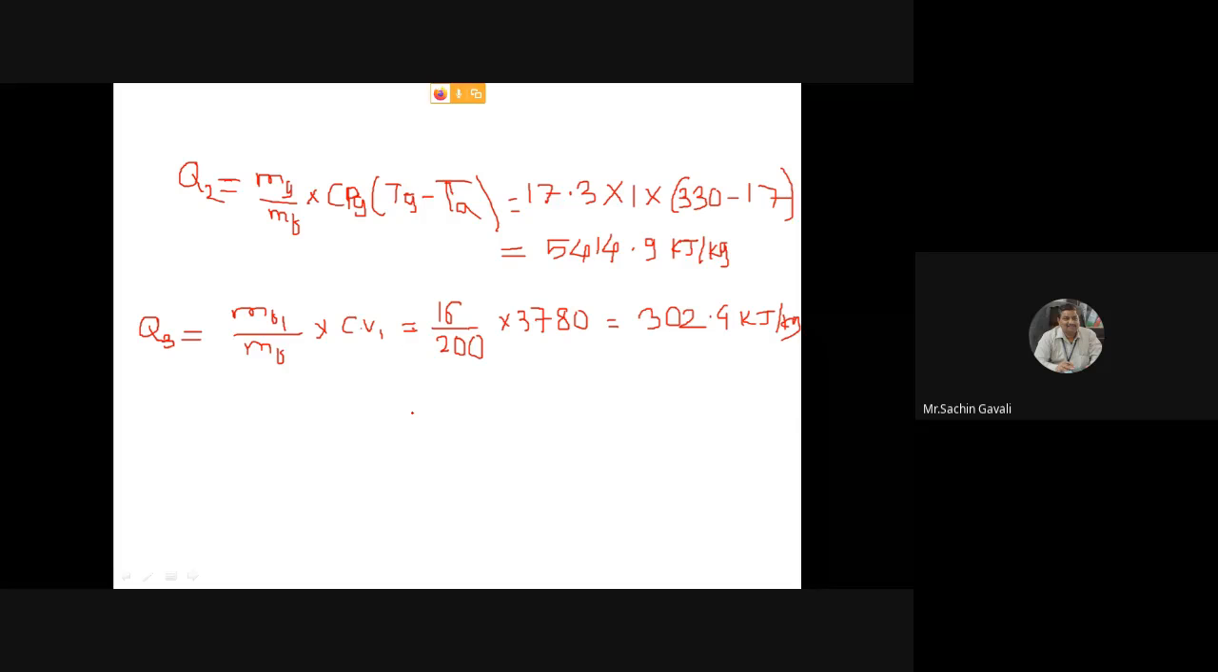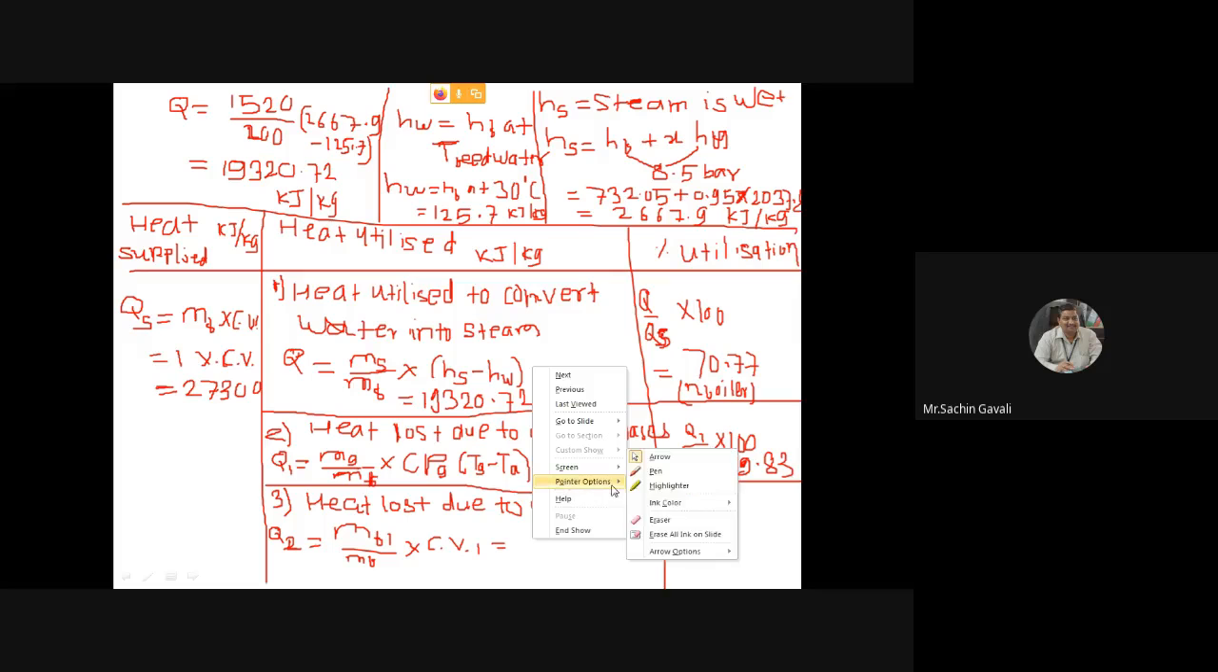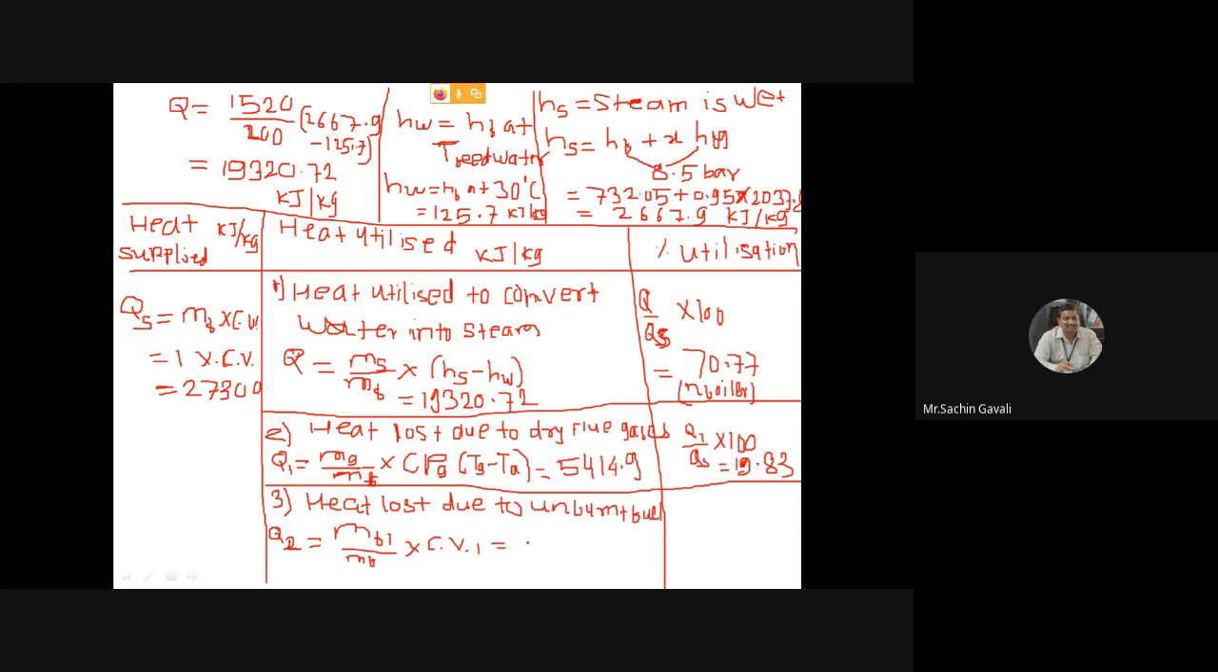302.4. किलो जूल पर केजी आपण इथे दिल्यामुळे इथे द्यायची गरज नाही.